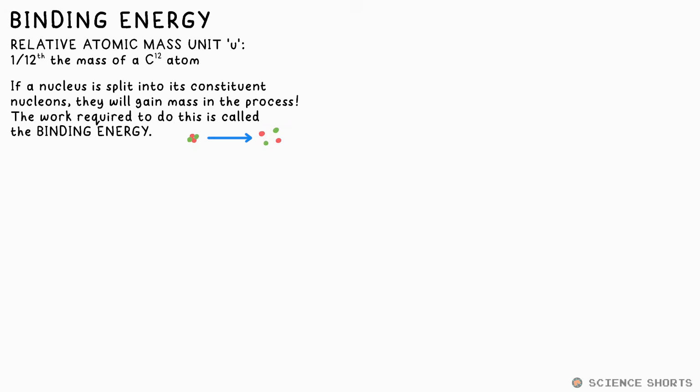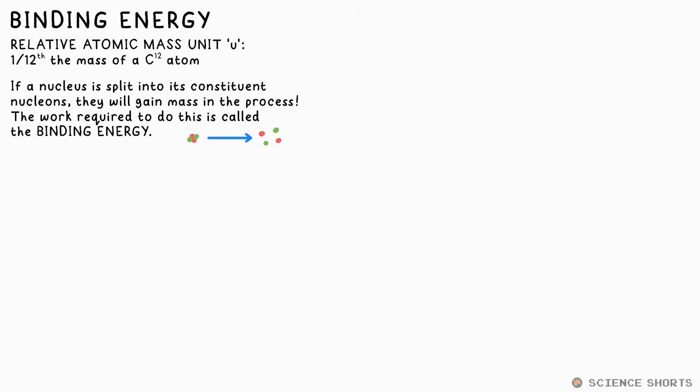The relative mass of nuclei is based on the relative atomic mass unit, U. This is defined as 1/12 the mass of a carbon-12 atom. And we find that neither a proton nor a neutron has a mass of exactly 1 U. Even if a helium nucleus had a mass of exactly 4 U, if you manage to split it up into its constituent nucleons, 2 protons, 2 neutrons, it will end up having a mass of more than 4 U.